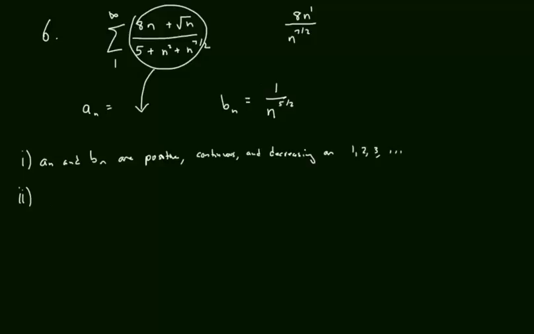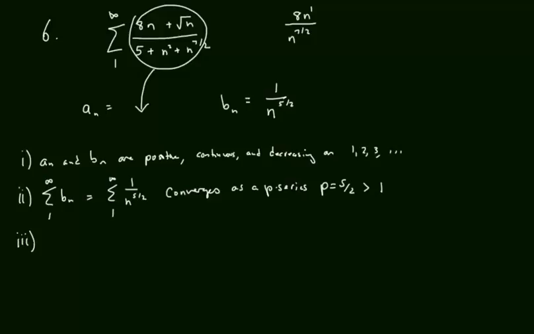Step 1, standard: an and bn are positive, continuous, and decreasing on 1, 2, 3, dot, dot, dot. Step 2, the sum of bn, which is the one we chose, 1 over n to the 5/2. What does that do? Converges as a p series. P equals 5/2, which is bigger than 1. Let's do the limit. Why don't you press pause and find the limit and make a conclusion and then reveal the answer.